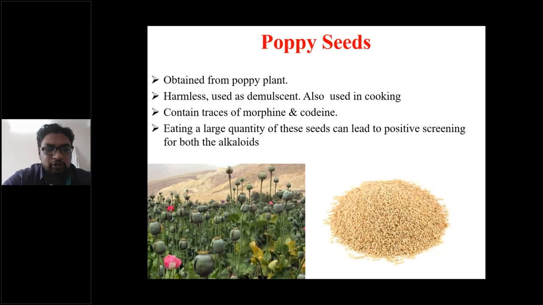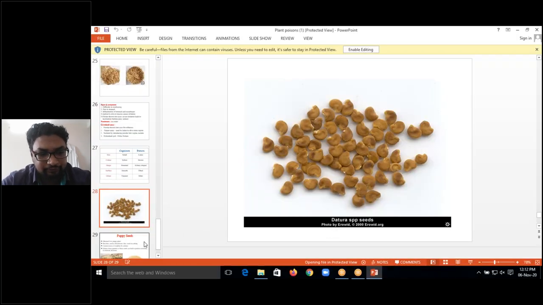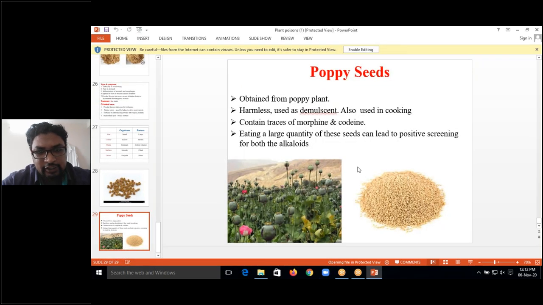And the last one is poppy seeds. Poppy seeds are obtained from the poppy plant. They're harmless, and they're used as a demulcent. Also used in cooking. Normally we call it gasgasalu in Telugu. It is used in masala products. And it contains traces of morphine and codeine. Large amounts of these seeds can lead to a positive screening for both alkaloids.